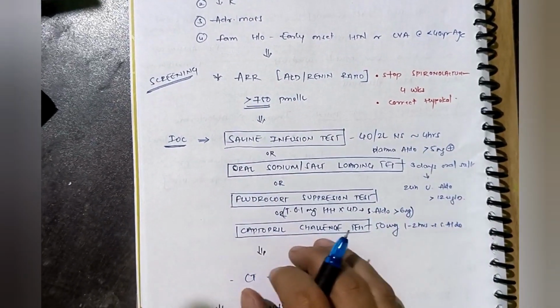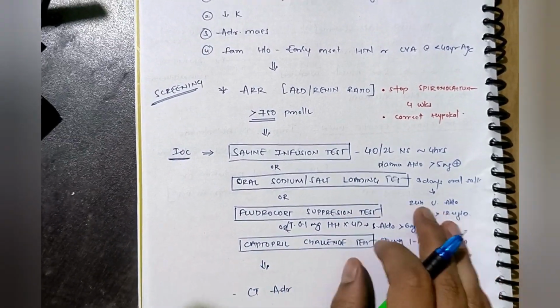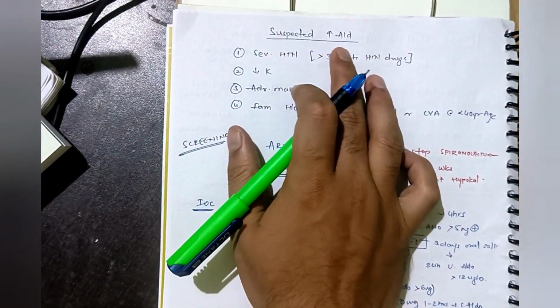Okay, so these are all suppression tests. We are trying to suppress the aldosterone. If it's not getting suppressed by all these methods, then we say it's primary hyperaldosteronism.